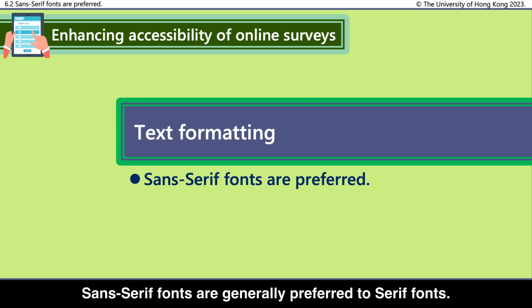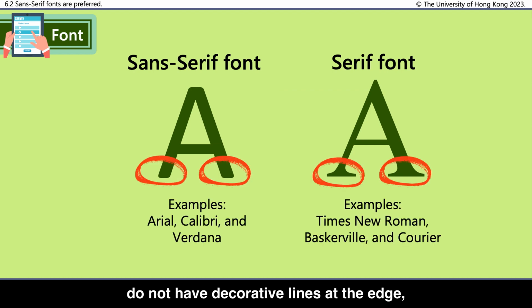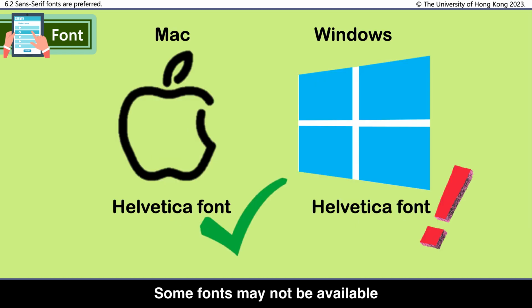Sans serif fonts are generally preferred to serif fonts. Sans serif fonts do not have decorative lines at the edge, so they are generally preferred to serif fonts. Some examples are Arial, Calibri, and Verdana. Some fonts may not be available in most of the common computer systems. For example, Helvetica is a recommended sans serif font. It is available on Mac, but not Windows. Be aware that Helvetica text may be in different font styles on different computers than intended.